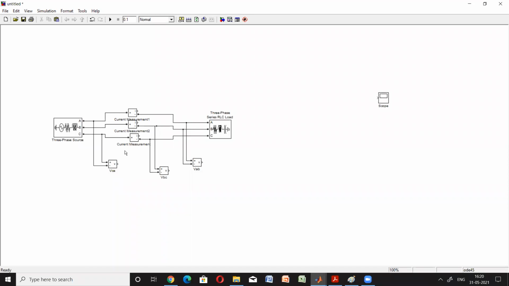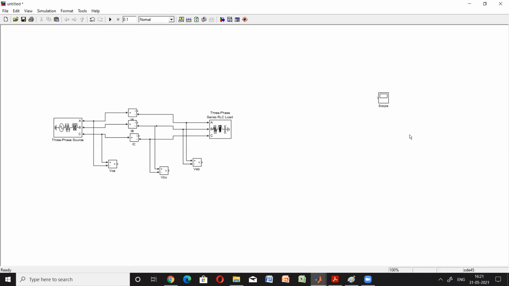Similarly, we have one ammeter connected in the first line, so let us call this current IA. We have one ammeter connected with line B, let this be IB, and the third ammeter connected with line C is IC.